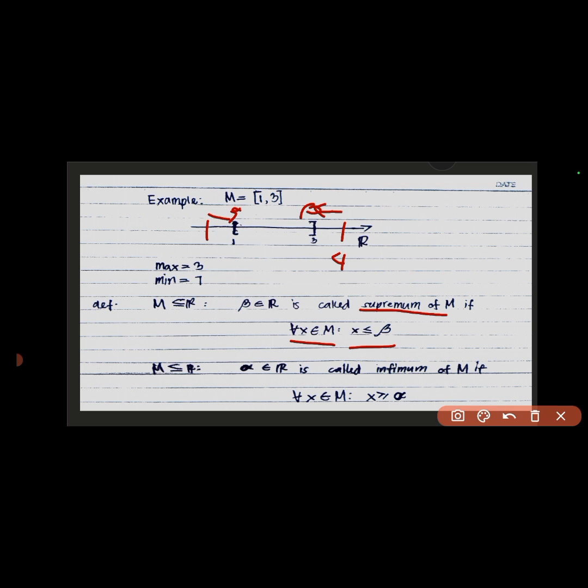Now, for infimum, let's say everything leading toward it are called lower bounds, and the greatest lower bound is the infimum of M. Let's say alpha is here. Now, for the definition of infimum, M, a subset of the real numbers, where alpha is an element of the real numbers, is called the infimum of M if for all x an element of M, x is greater than or equal to alpha. So that's all, and thank you.